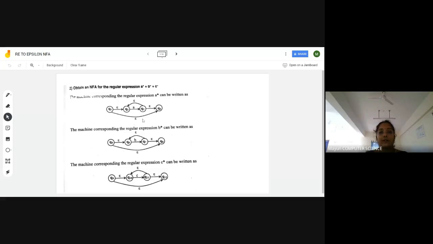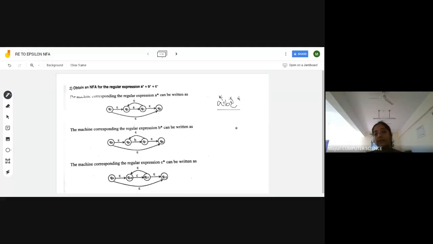So, since I already told you that today we just look into two or three problems based on the regular expressions. So, the expression here is A star followed by B star and then followed by C star. I think there is a plus in between. A star or B star or C star means zero or more number of A's, any number of A's or any number of B's or any number of C's.